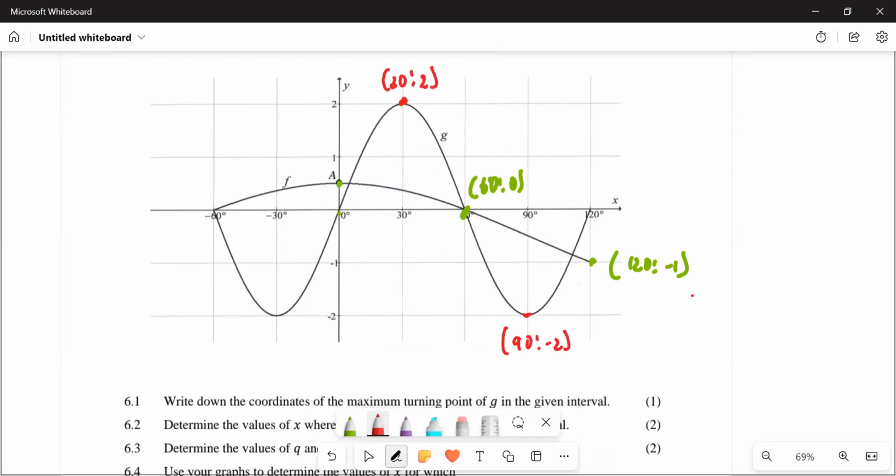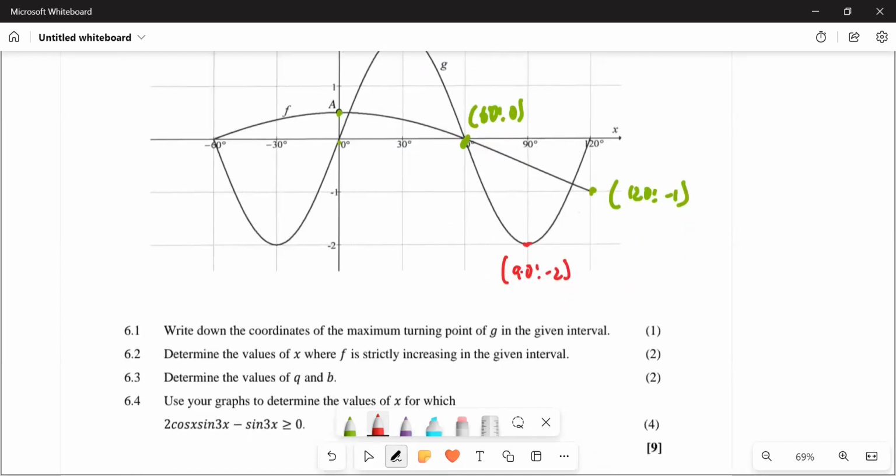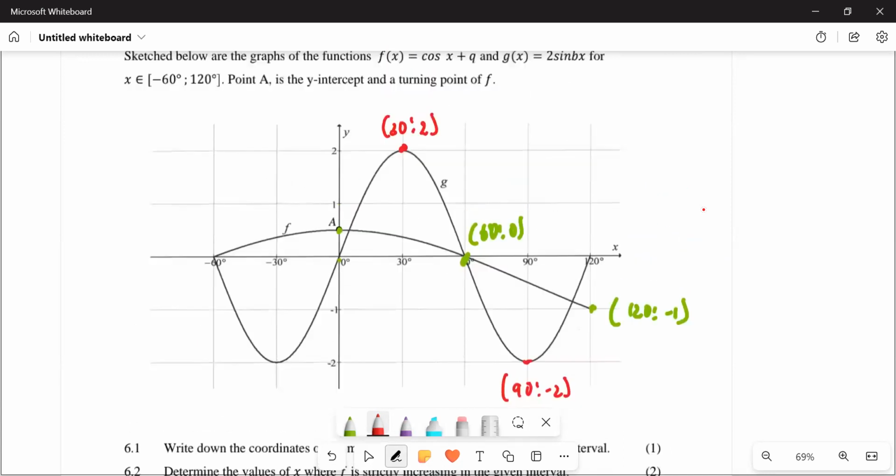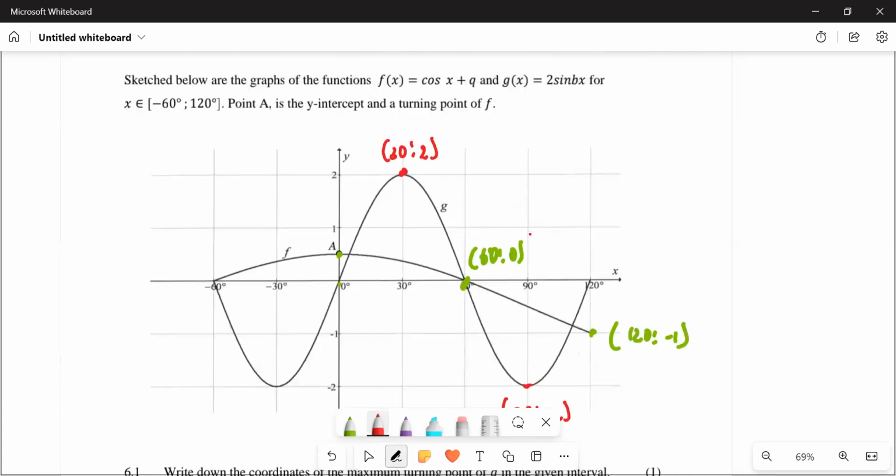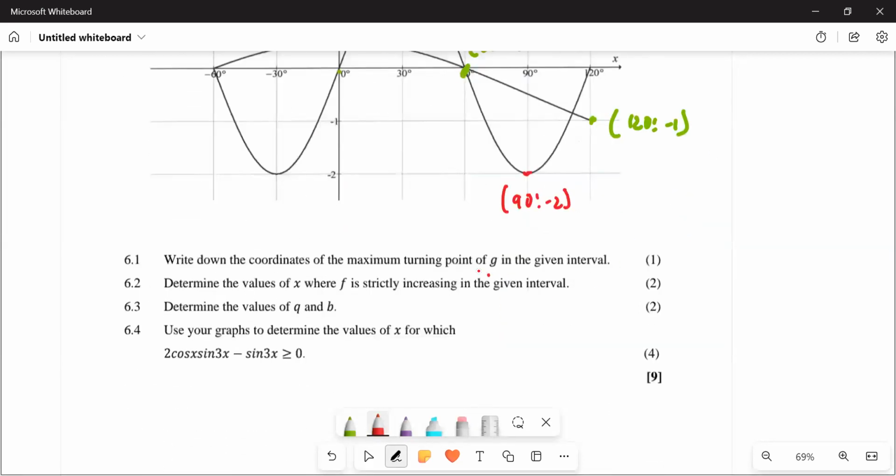90 goes with -2. Okay, they say, if we look at this, write down the coordinates of the maximum turning point of g. What is the maximum turning point? Maximum, the biggest one. It's 30 and 2. So the coordinates of the turning point are 30 and 2. It's not as if we know exactly what kind of questions they're going to ask us. We just have to interpret the graphs.